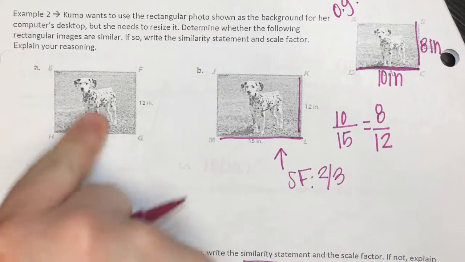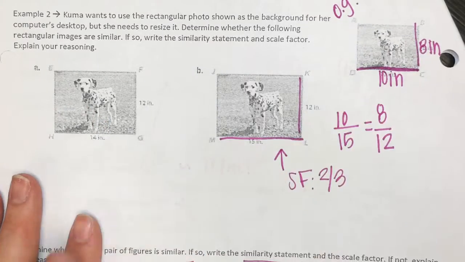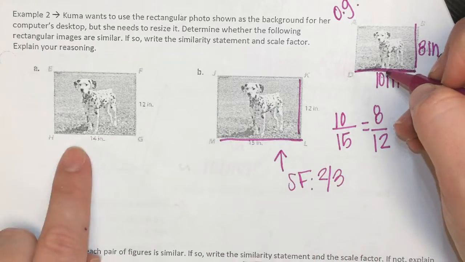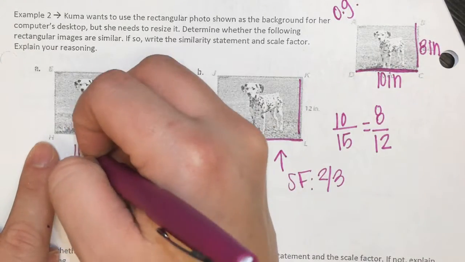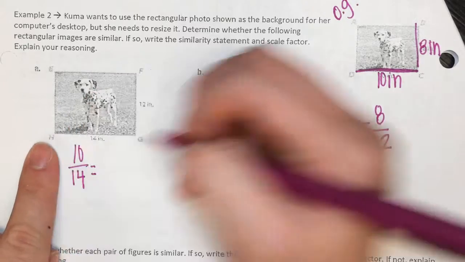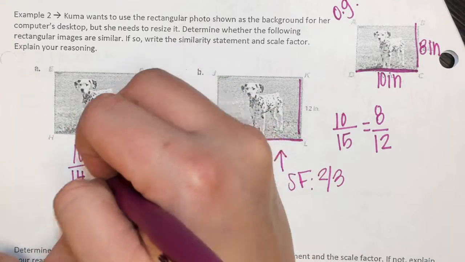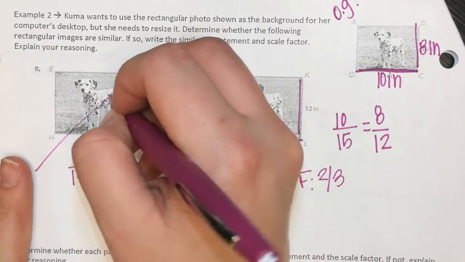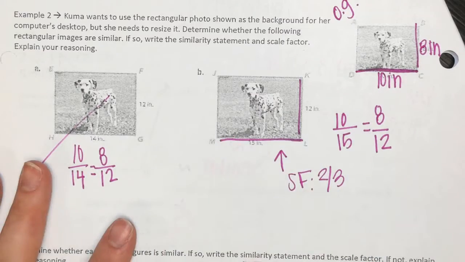Now let's go see if this one is similar to the original. I'm going to use the same thing. 10 to 14 as 8 is to... nope. So A's out. B is the answer.